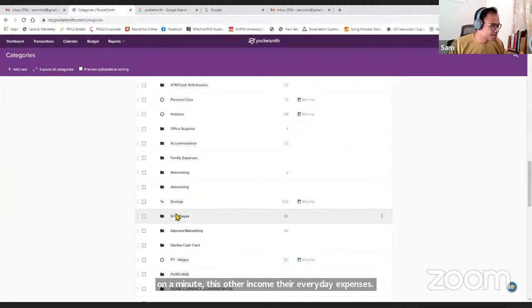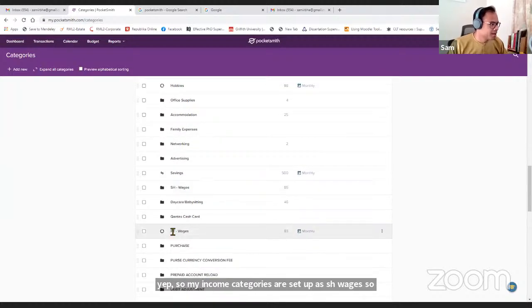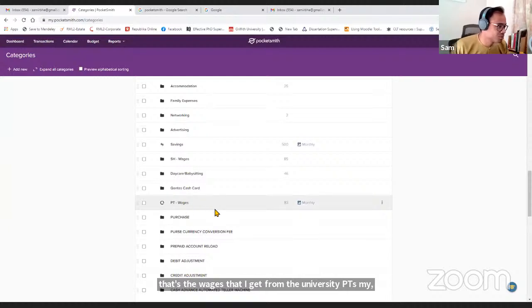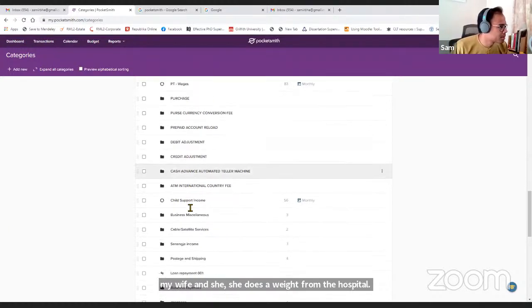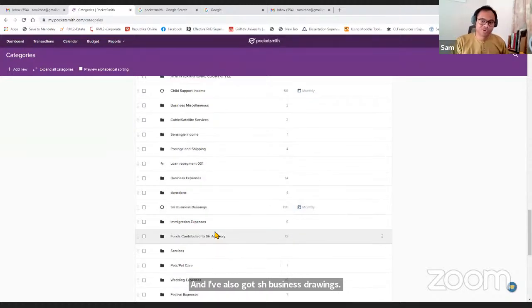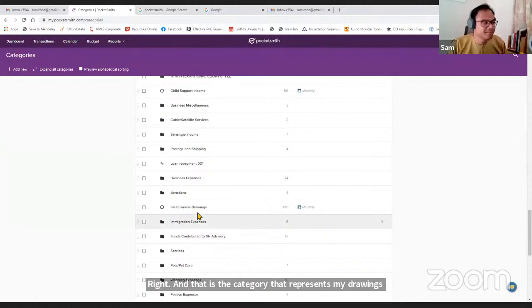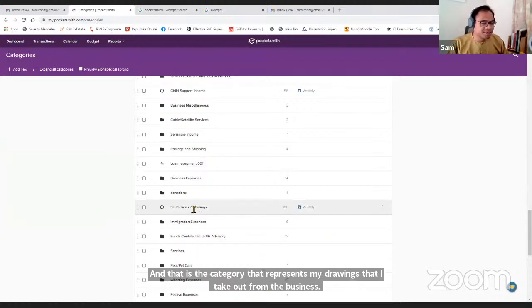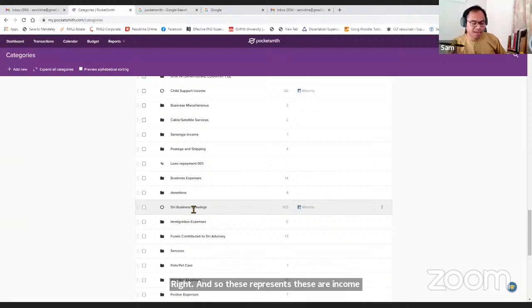Yep. So my income categories are set up as SH wages, and that's the wages that I get from the university. PT is my wife, and she draws a wage from the hospital. And I've also got SH business drawings. That is the category that represents my drawings that I take out from the business. These are income categories that, once we get the bank feeds coming through, we categorize towards that account.